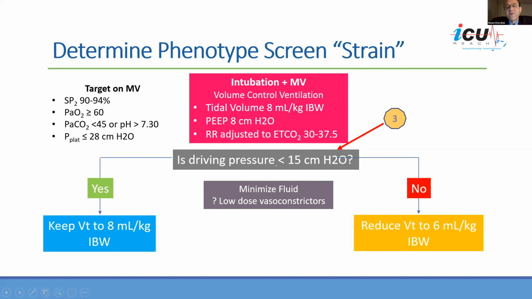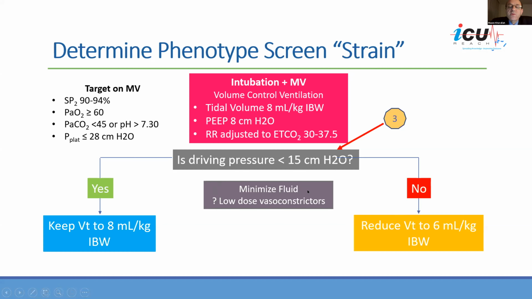And then we look at the driving pressure. If it is less than 15, we keep that tidal volume at 8 ml per kg. However, if it is higher than 15 centimeters of water, that means there is high strain, and we need to reduce and transform to a protective lung strategy with 6 ml per kg of ideal body weight.